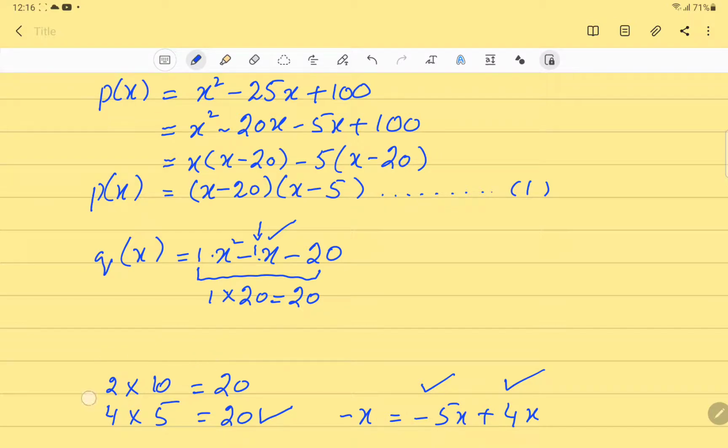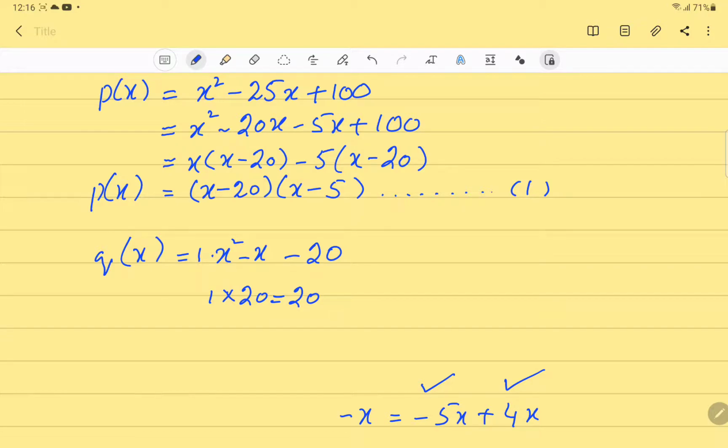Let's remove our rough work. Okay, so we will replace minus x with minus 5x plus 4x minus 20.